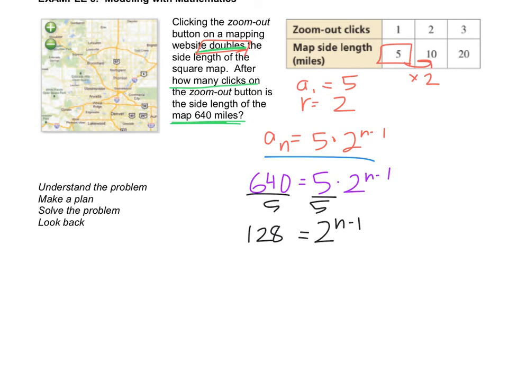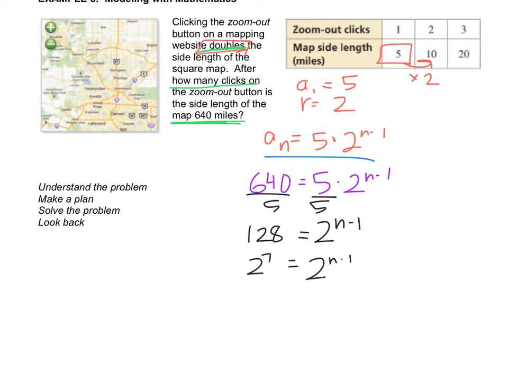So you just use guess and check. Now I have my phone nearby, so Siri's going to help me out. You just kind of guess and check powers of 2. What is 2 to the 5th power? 2 raised to the 5th power is 32. Okay, that's too small. What is 2 raised to the 6th power? 2 raised to the 6th power is 64. Okay, I think one more time. What is 2 raised to the 7th power? 2 raised to the 7th power is 128. Perfect, I got it. So that's 2 to the 7th equals 2 to the n minus 1.